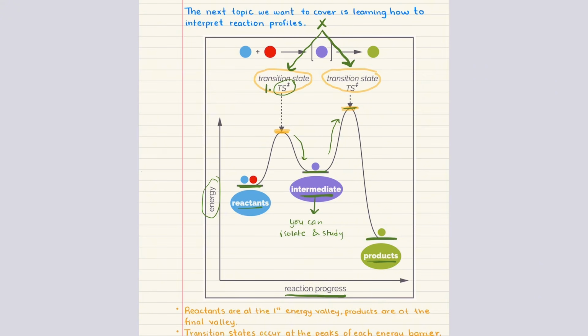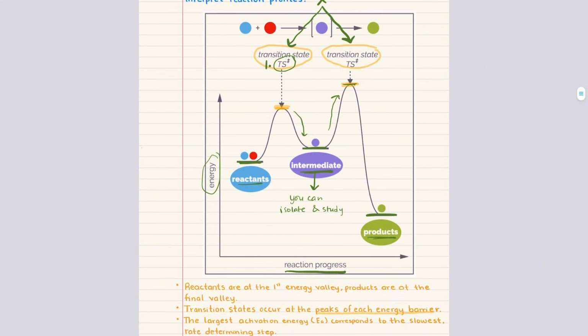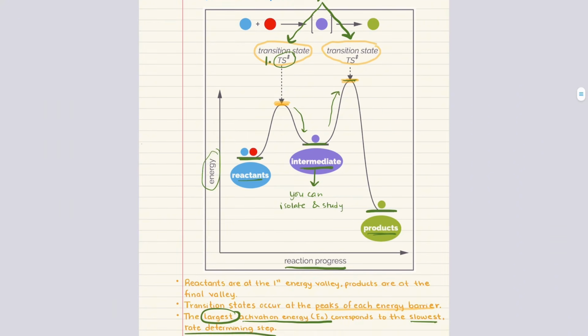One of the most important pieces of information we extract from these profiles is the relative size of the activation energies. The step with the largest activation energy is going to be the slowest step, and that step becomes the rate determining step. This is a key idea because it connects the shape of the energy profile to the kinetics that we measure experimentally. The tallest energy barrier acts like a bottleneck. No matter how quickly the other steps occur, the reaction can't proceed faster than its slowest step.